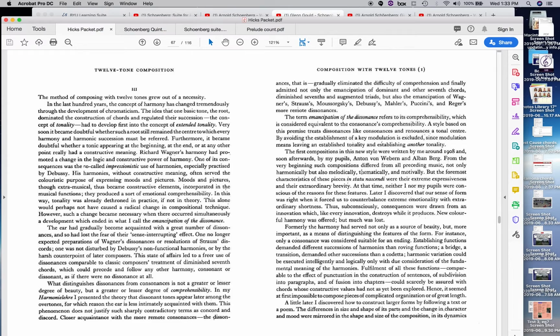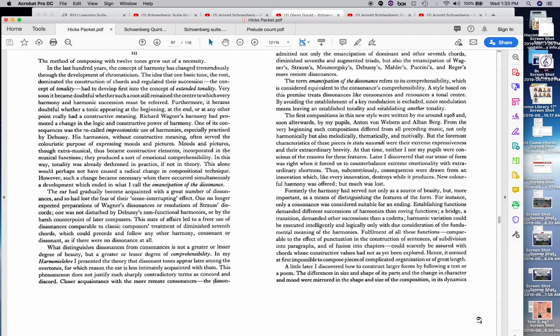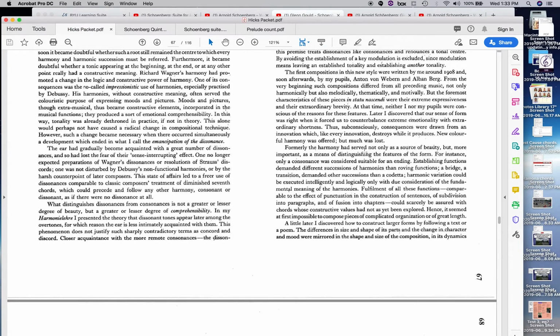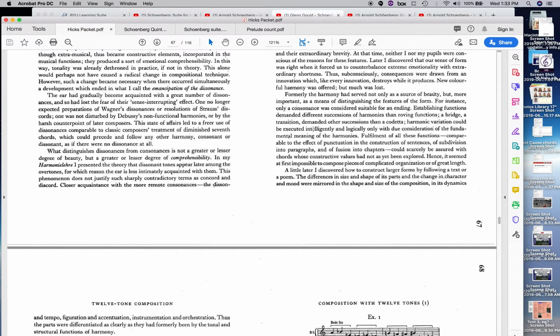And then he talks about how, we talked about this before, composing free atonal music was really hard and he could only write short pieces. And then he had to counterbalance extreme emotionality with extraordinary shortness. So short movements, and we noticed that from the pieces we studied in the first unit.